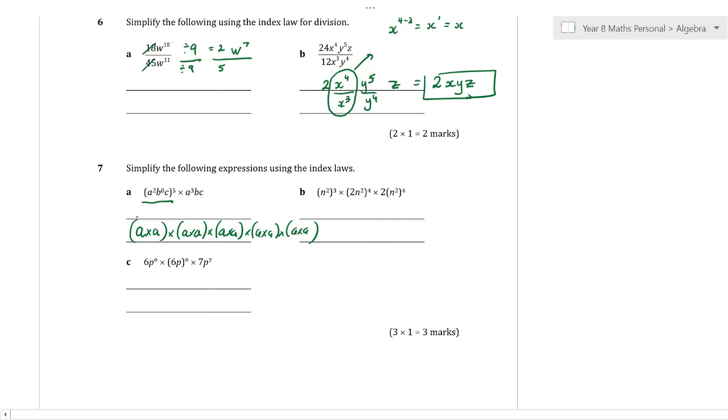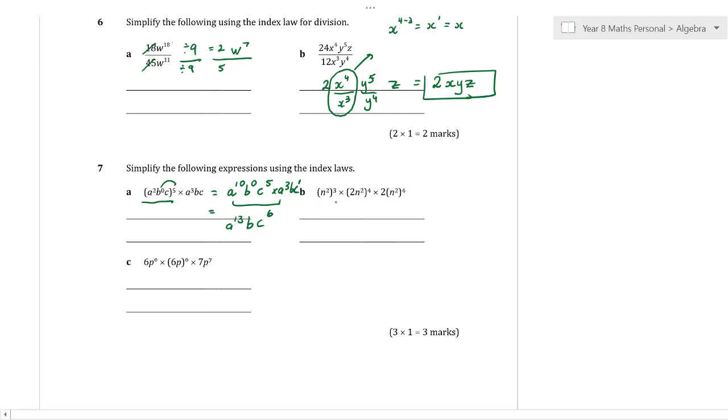How many a's do I have? 1, 2, 3, 4, 5, 6, 7, 8, 9, 10. There's 10. So that is going to be a to the power of 10, b to the power of 0, c to the power of 5, times a cubed bc. So what I'm doing to the powers is adding the powers, which is a to the power of 13, and b, and over here the c's, which is c to the power of 6.